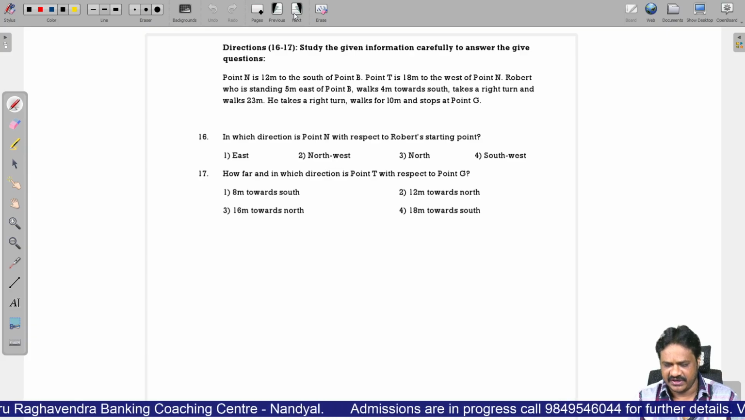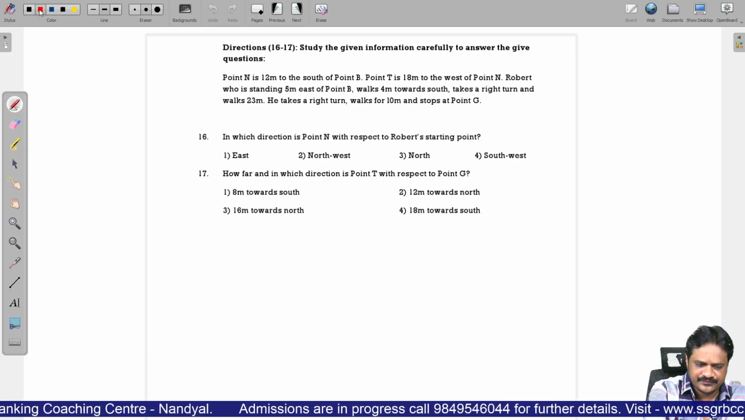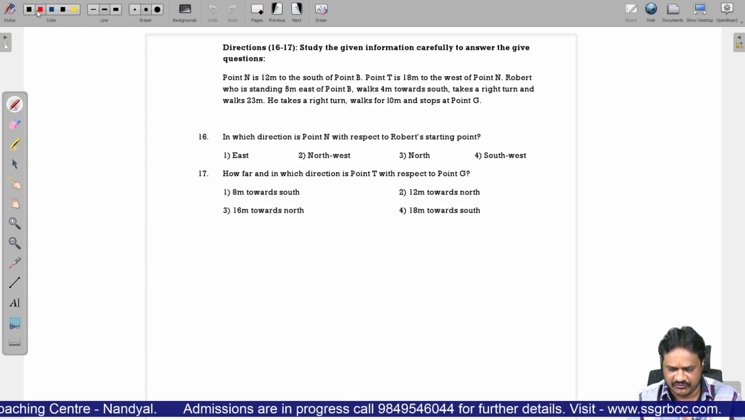16 to 17. Study the following information, then answer the question. N is 12 meters south of B. T is 18 meters to the west of N. Robert, who is standing 5 meters east of B, walks 4 meters south, takes a right turn, walks 23 meters, then takes a right turn, walks 10 meters, stops at G.